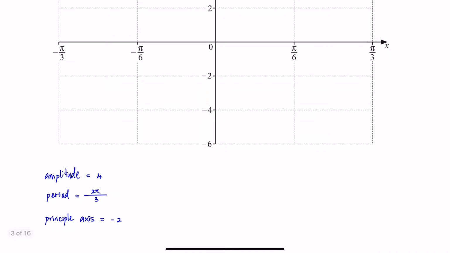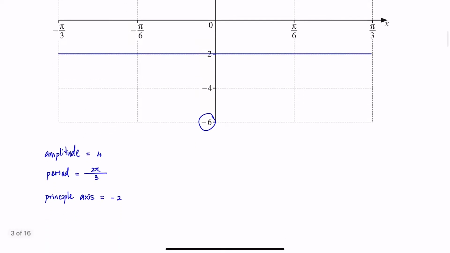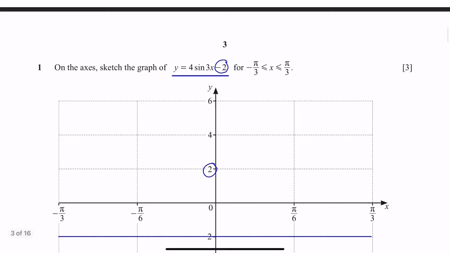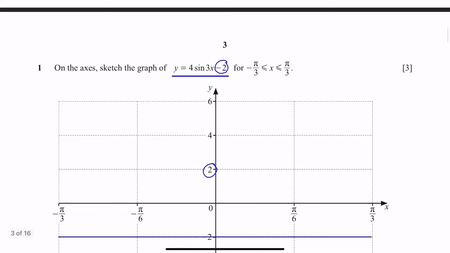This means that the graph has -2 as our principal axis. Amplitude is 4, that means 2 will be our maximum of the graph, and -6 would be the minimum of our graph. So for period, it's 2 pi over 3. That means for one cycle, okay, it looks like this. So for one cycle, it should be 2 pi over 3.